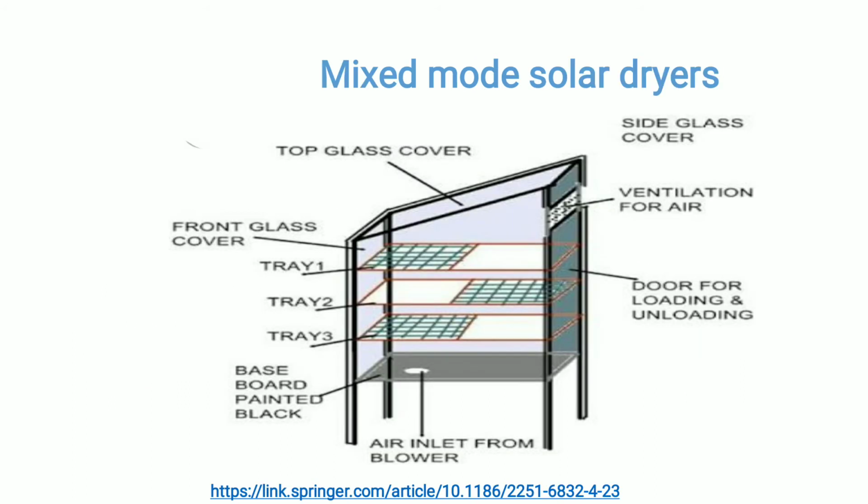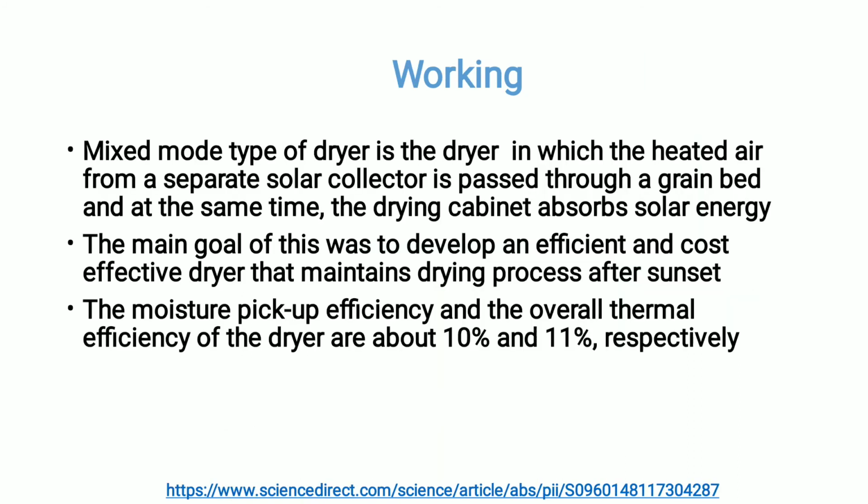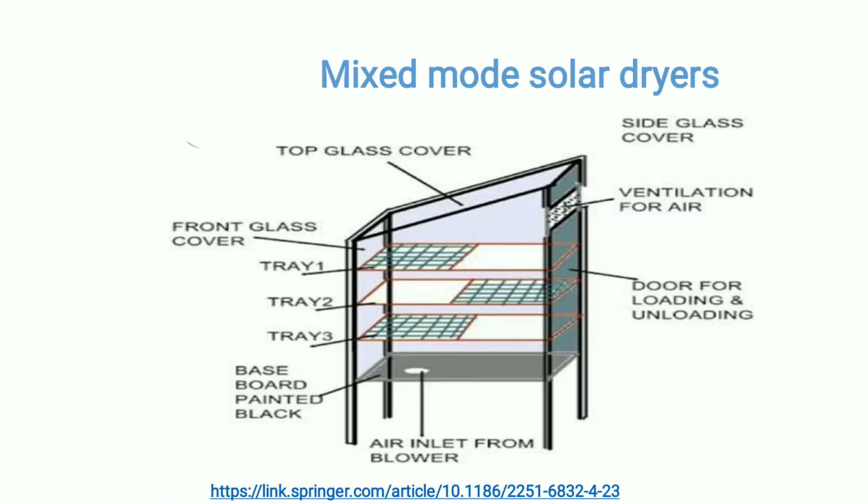Now the mixed mode solar dryer. In the mixed mode solar dryer, there are four layers, in which in the upper three layers we will keep the trays named tray 1, tray 2, and tray 3, and the baseboard layer we will paint black, and we will make a hole for the air inlet blower. And there is a front glass cover, top glass cover, side glass cover, and there is ventilation for air, and a door for unloading and loading.